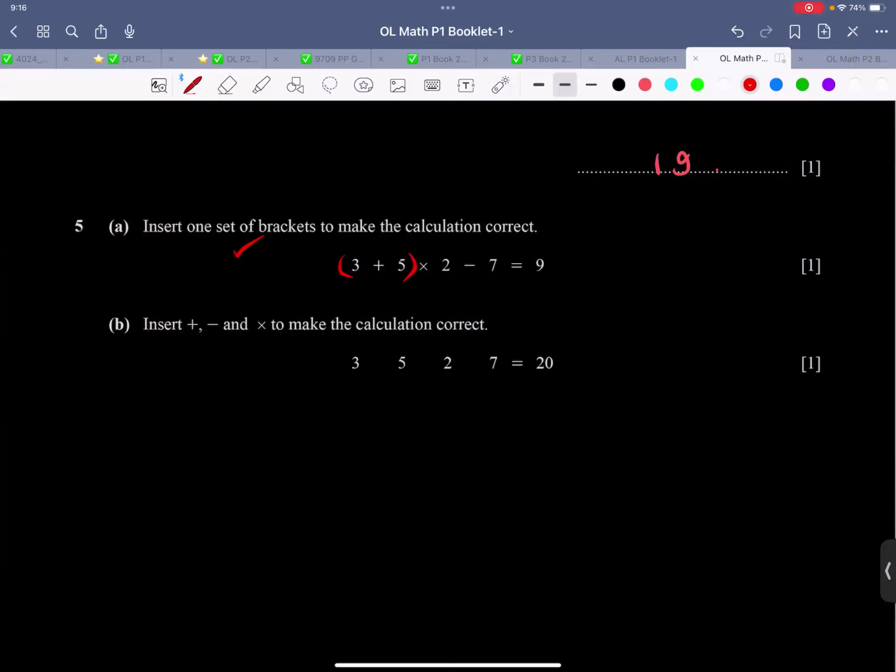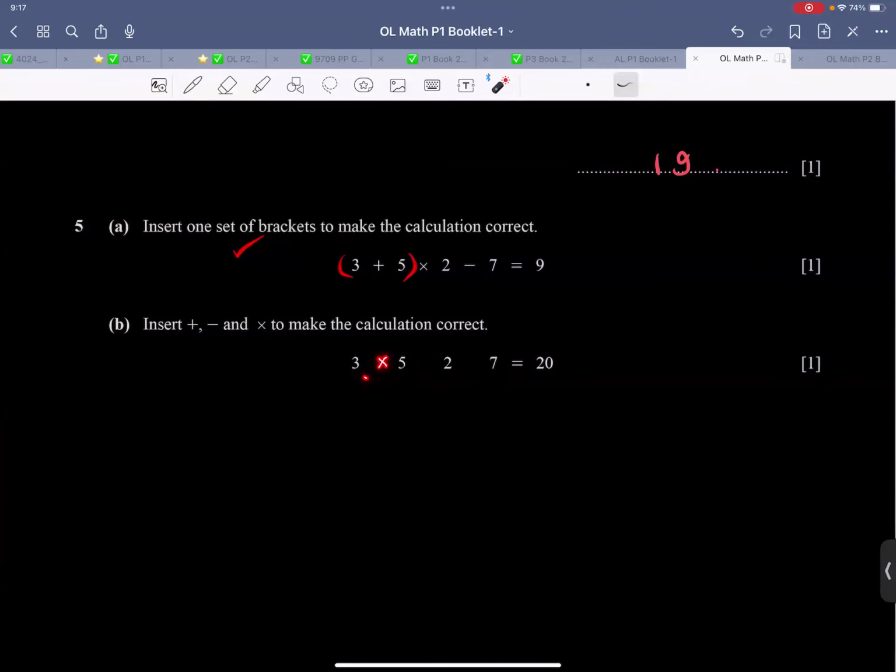Insert plus, minus, and multiplication to make the calculation correct. So 3 plus 5 is 8. 8 plus 2 is 10. 10 minus 7 is not 20. What about 3 multiplied by 5? 15. 15 plus 2, 17. 17 minus 7, that is 10.